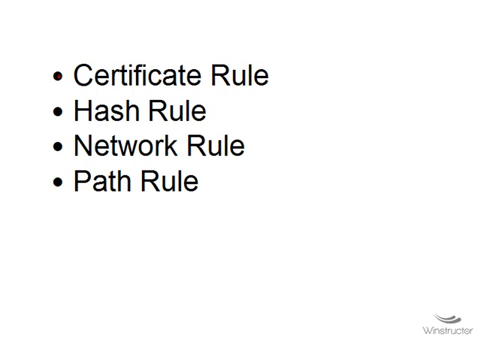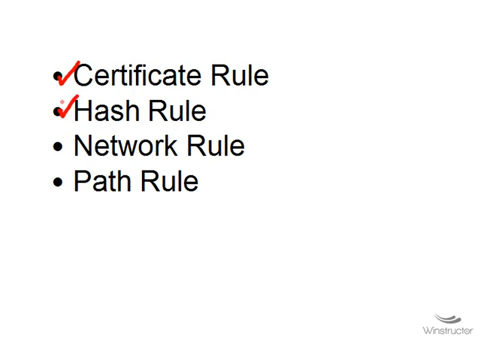Now, there's 4 types of software restriction policies available in Windows 2008. The first is a certificate rule, and we can use certificate rules to ensure that pre-approved applications are digitally signed, and this enables us to ensure that the files are authentic and not some virus in disguise.